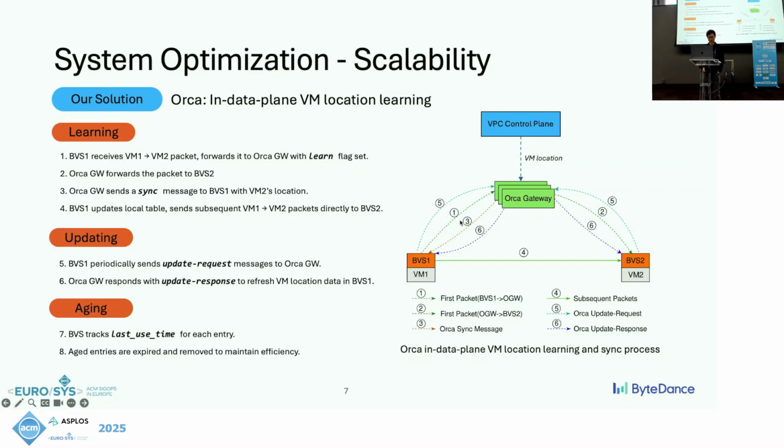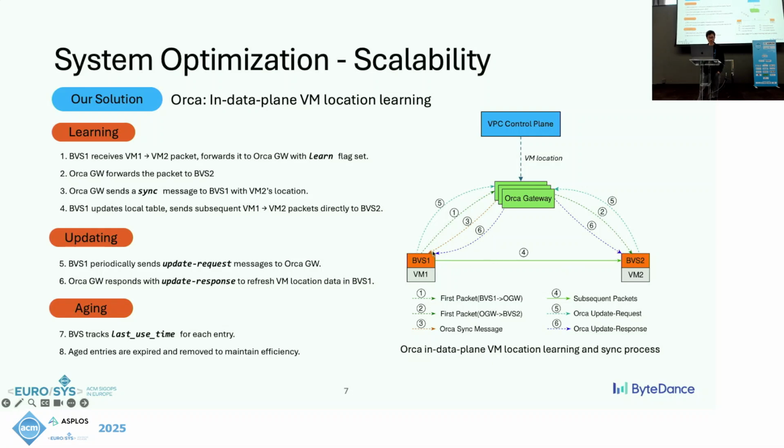So here is a diagram describing how the OCA, in the data plane, does the VM location learning process. When VM1 tries to send a packet to VM2 at the very beginning, it doesn't know where VM2 is located.